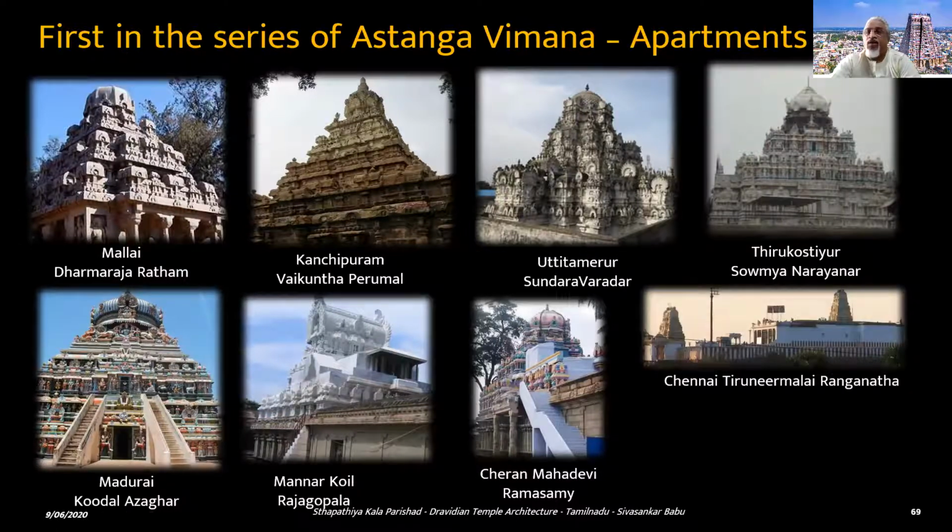In Chennai, we have an Ashtanga Vimana like temple in Tirunirmalai, which is a Ranganatha temple at the top of the hill, where we have 4 steps. Normally in these Ashtanga Vimanas, we have 3 poses of Perumal: sitting pose, standing pose, and then lying pose.